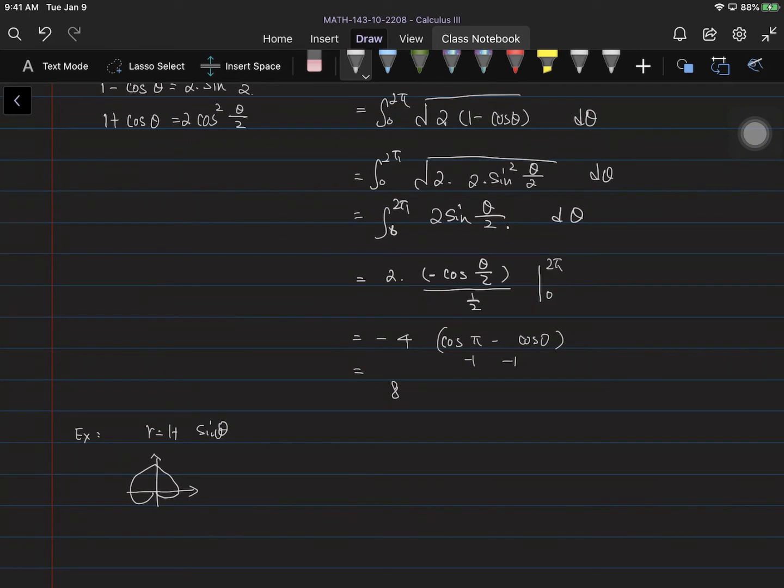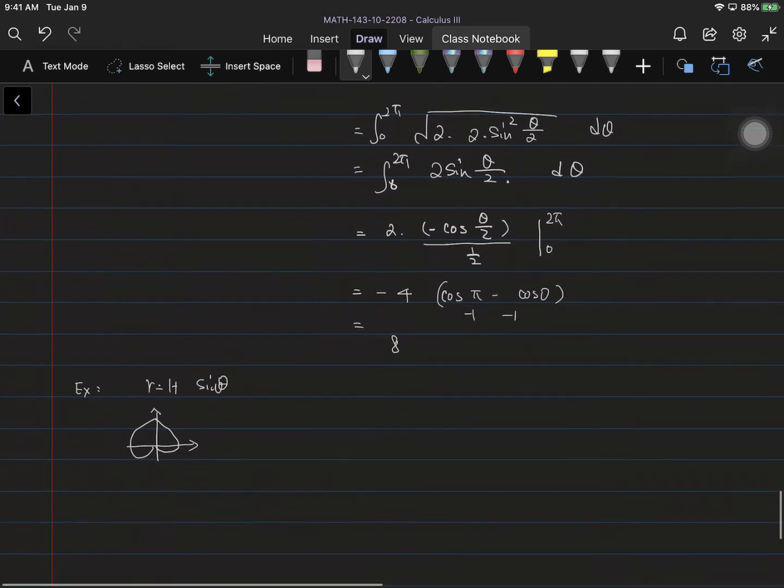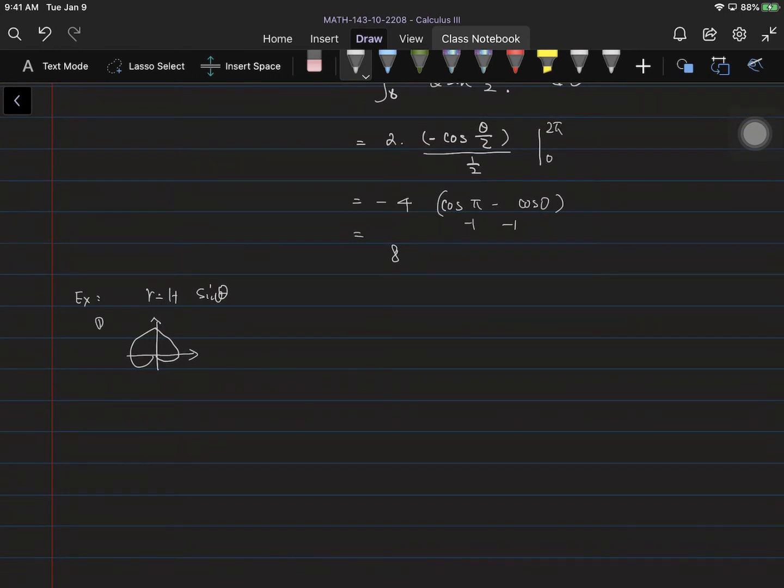You can try this one. I'm going to give you another exercise: one loop of a 4-leaf rose. I give you this second exercise problem because I want you to see how to find the boundaries for theta.